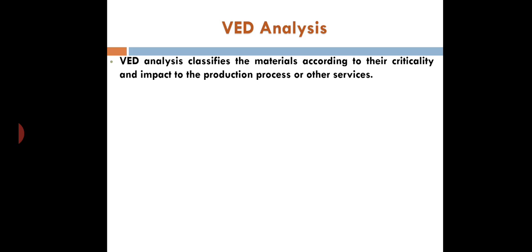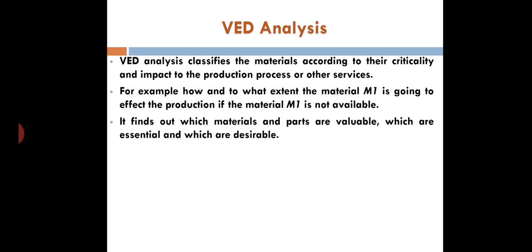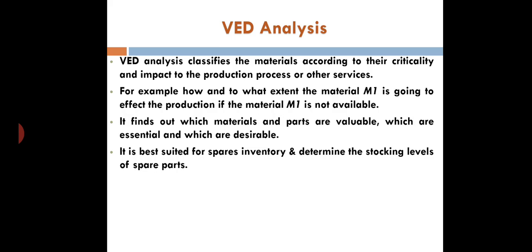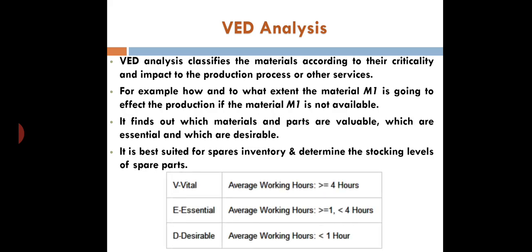Now we can go for a VED analysis. VED is actually based on the criticality or impact of that particular component in the production process, that is vital, essential and desirable, VED. So vital is very important because if a particular item is missing, your production time is delayed or production cost will increase because of the lead time. That item is called vital. Then the next one is essential and next one is desirable.